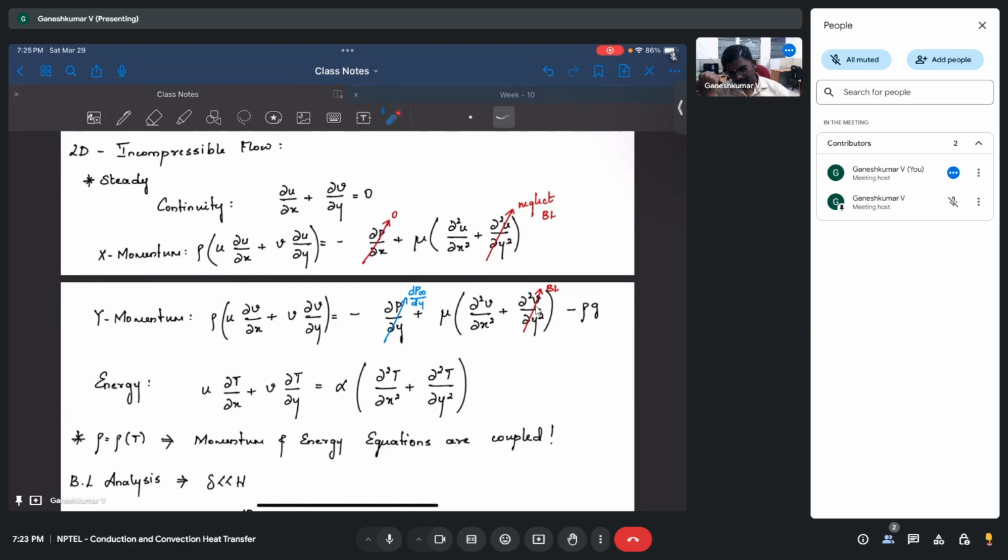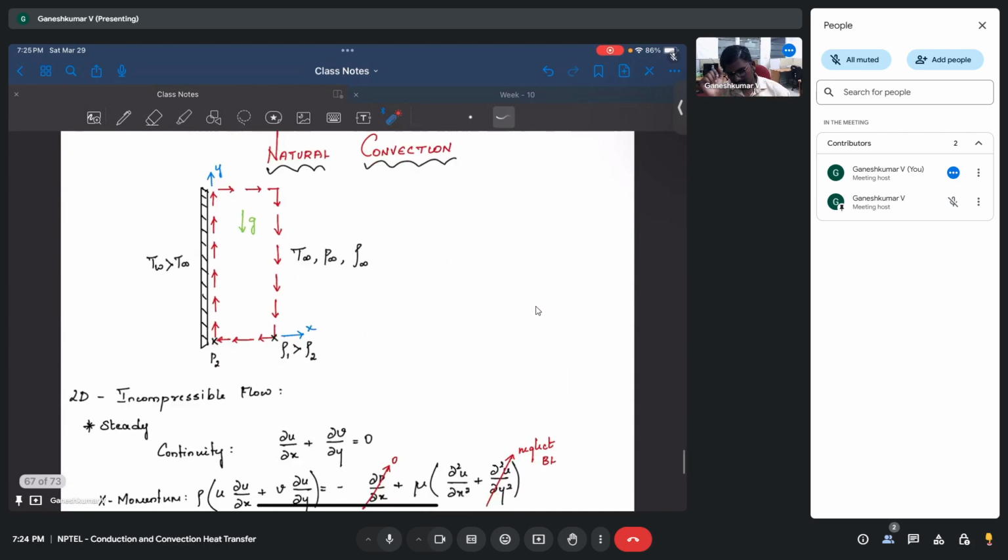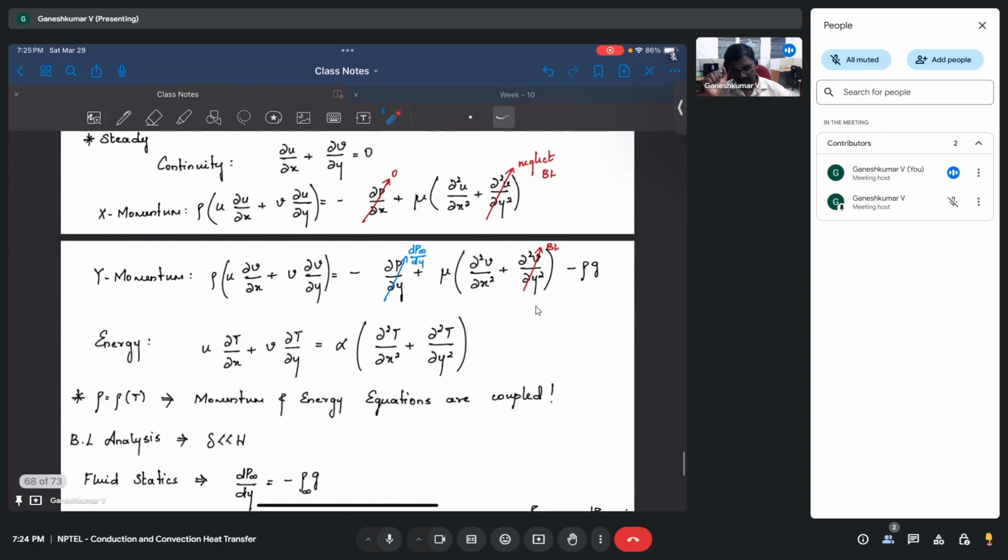So these are the boundary layer approximations that we make. Please note that here x and y are switched. Till now you would have neglected y, but here you are neglecting x, because x is in this direction and y is in this direction. So the flow is actually in the y direction, and that is why you are removing terms in the x momentum equation. In addition, you will also have a gravity term. That is one important difference.